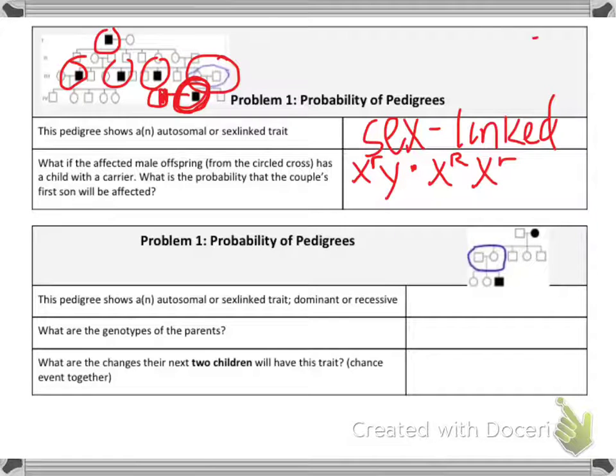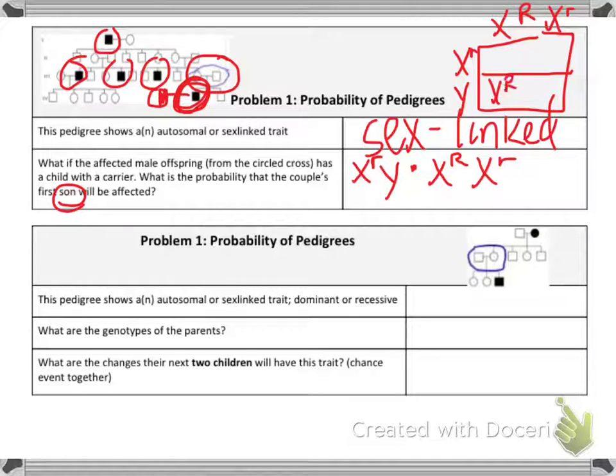So I'm going to do my Punnett square for this. X big R, X little r, Y. This is focusing on only the males. What is the probability the couple's son will be affected? So I'm just going to finish that part of it. Big R, Y, and then X little r, Y. They're looking at males, so it is a 50% chance. It's not asking you to compare to all the offspring, just males, so that's how I get 50%, because you see one has it, one doesn't. So that's a 50% chance.